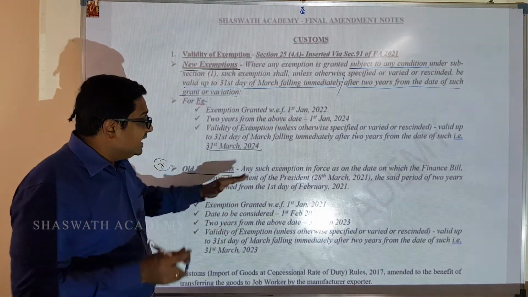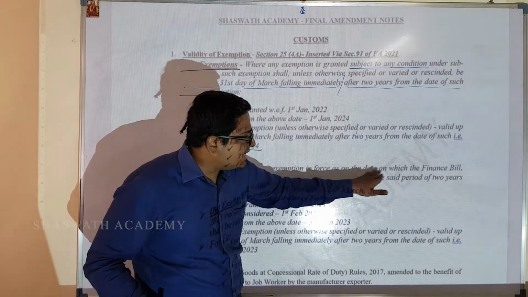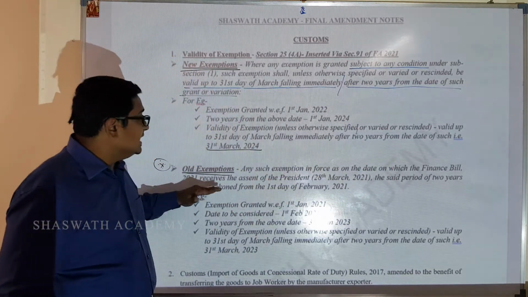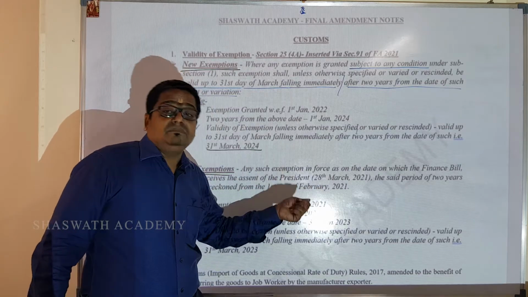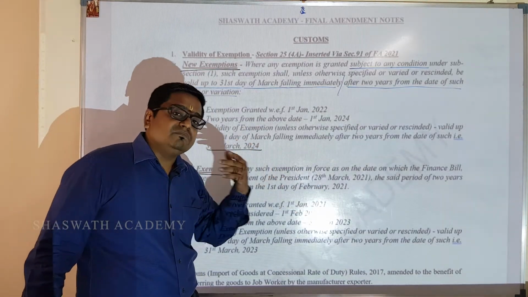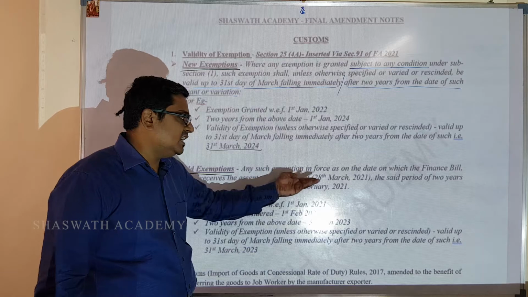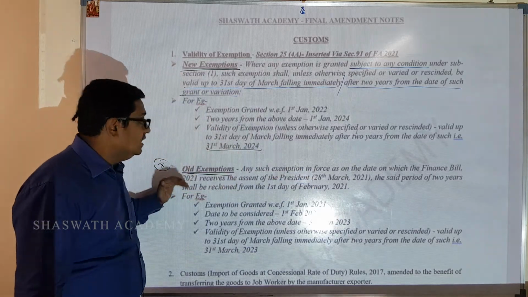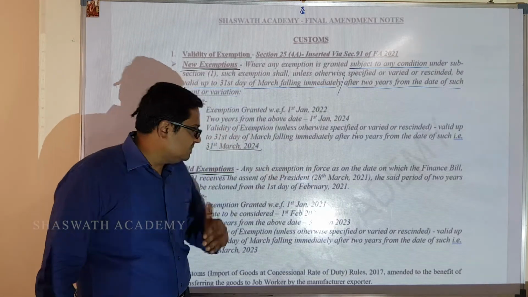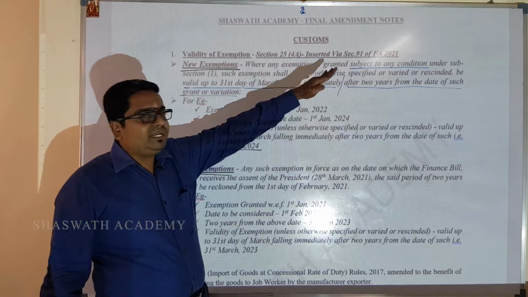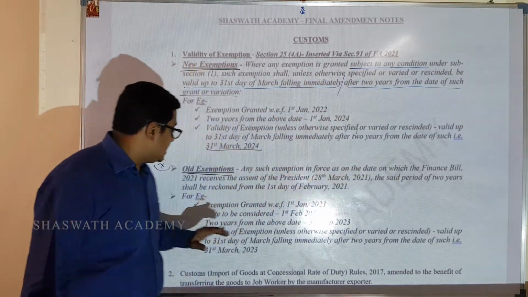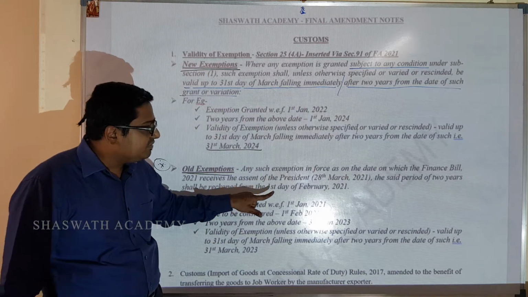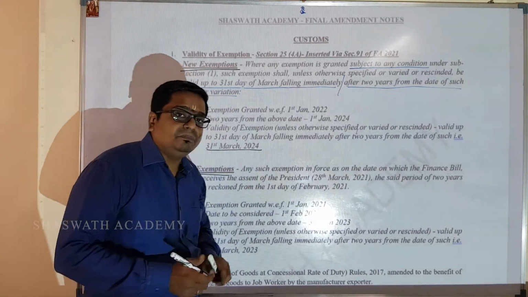Okay, now any such exemption in force as on the date the Finance Bill receives the assent of the President. The Finance Bill becomes an Act only when it gets the President's signature. We all know that the day assent of the President is received, that day the Finance Bill will be called the Finance Act. So Finance Act 2021 has come into effect on 28th March 2021. The said period of 2 years shall be reckoned from the 1st February 2021.